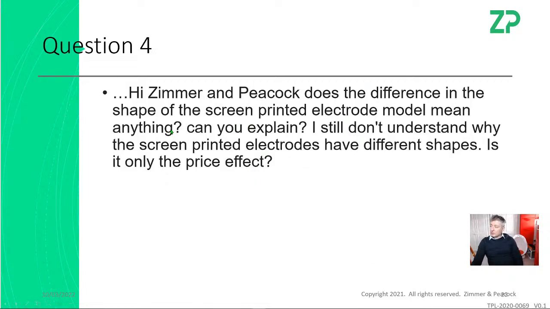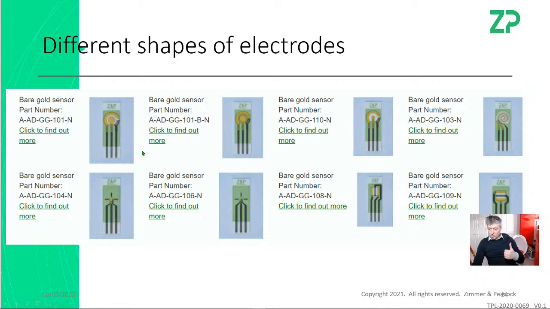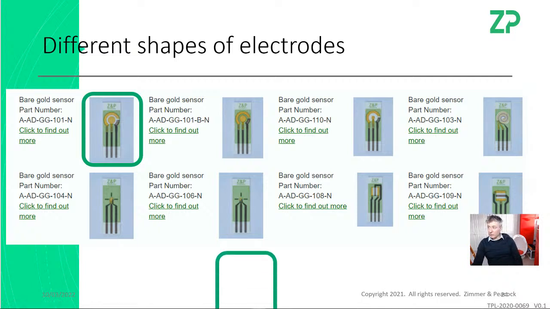Now this is a good question. Why have we got all these different shapes of screen printed electrodes? In the end, I'm just going to make a recommendation. So if you look at Zimmer and Peacock, we have the circular one, and I've discussed this one. It's circular, it's easy to pipette onto. People like it in an R&D setting. So that's one of the first ones we had.